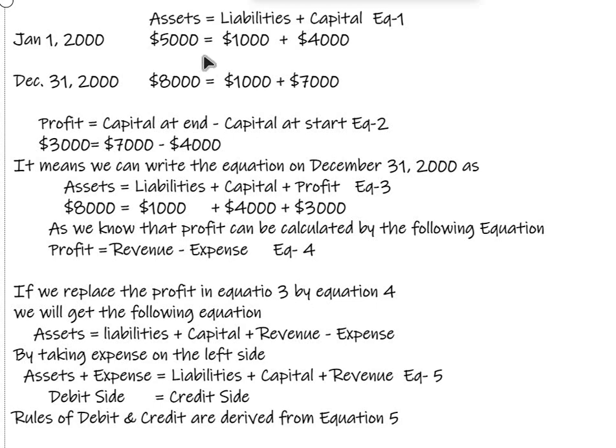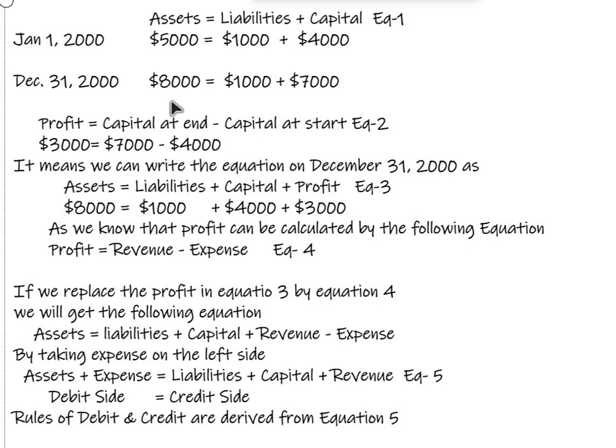As you can see in equation number 1, on December 31st, 2000, the value of assets will increase from $5,000 to $8,000, and liabilities are the same. There is no change in the liabilities. So we can understand that the difference of assets is due to the difference of capital, or you can say assets are increased only because of the change in the value of capital from $4,000 to $7,000.